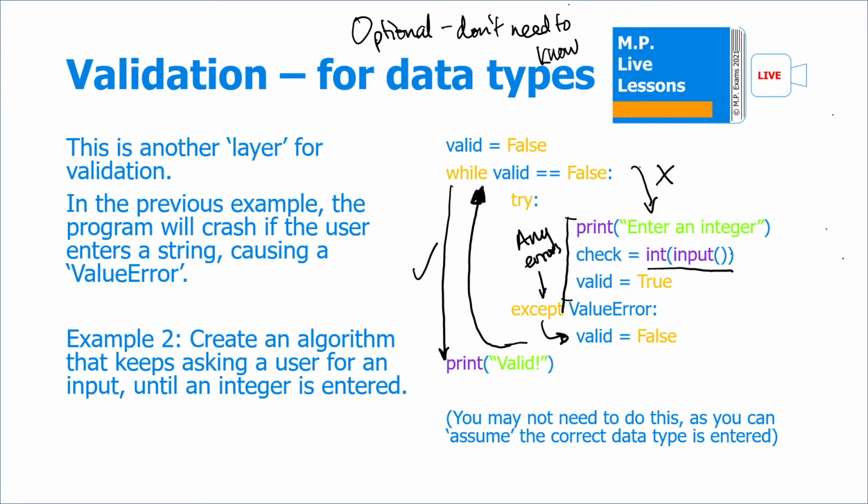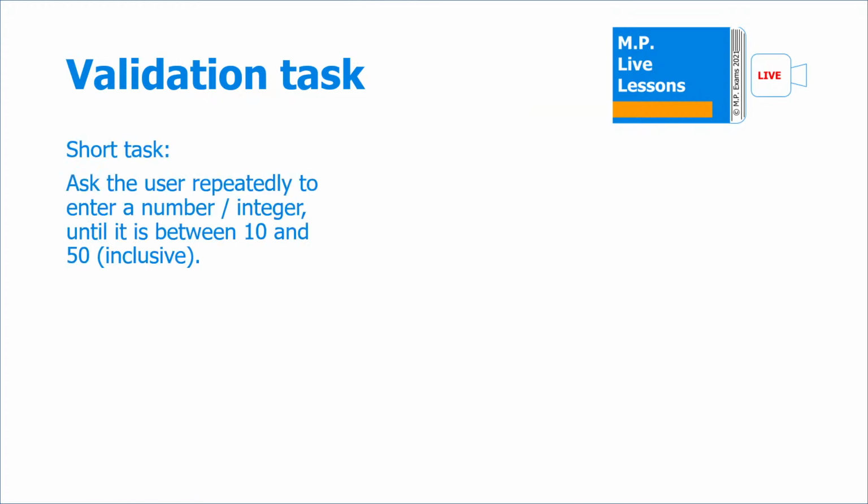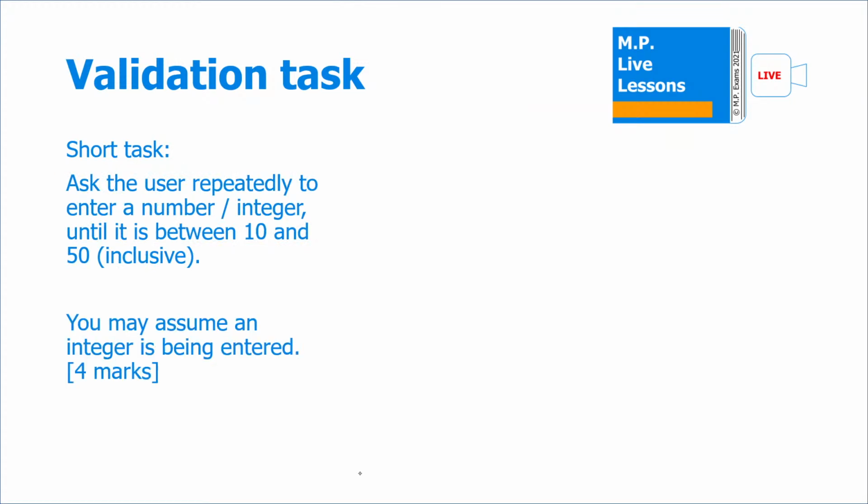And the reason why you don't need to do this is because usually in the exam questions, it will say that you should assume that the user will input an integer already. You don't need to do this often. Now, validation task for you. So you try and practice this. We're going to ask the user to repeatedly enter a number or integer until it's between 10 and 50 inclusive. And for the sake of this, you may assume that an integer is being entered.